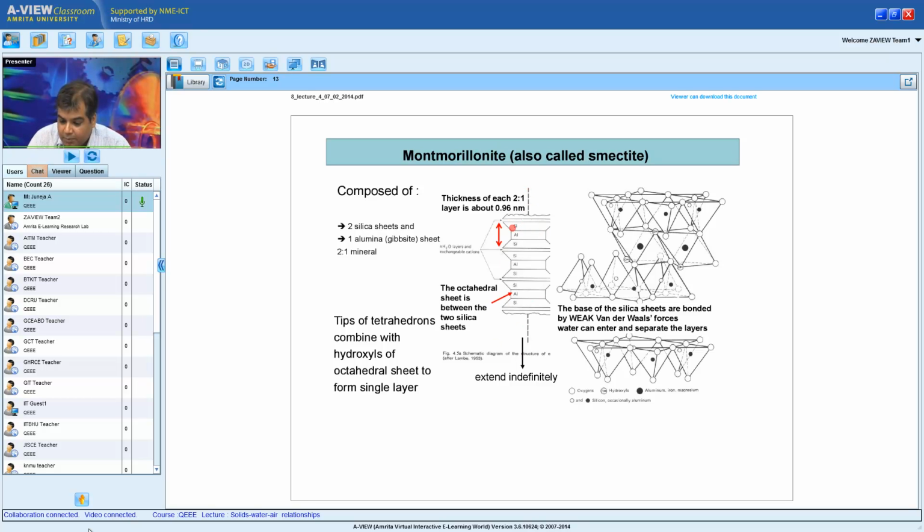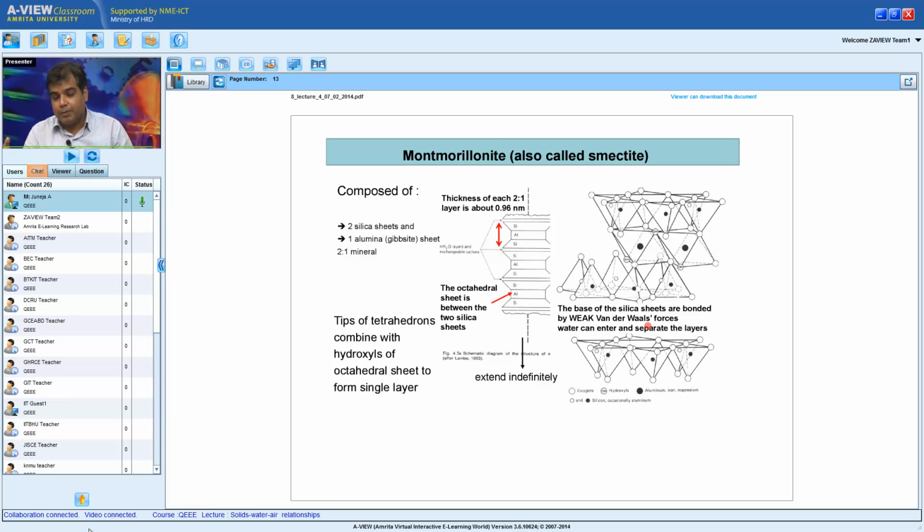If I look at one particular setup in detail, the center one is my octahedral, the eight-sided figure, sandwiched between two tetrahedrons, so two four-sided figures. That's the sandwich I have created. And one sandwich is connected to the other sandwich by weak van der Waals forces. Elementary chemistry tells us van der Waals forces are weak. They're easy to break off, meaning I can easily push water in between.